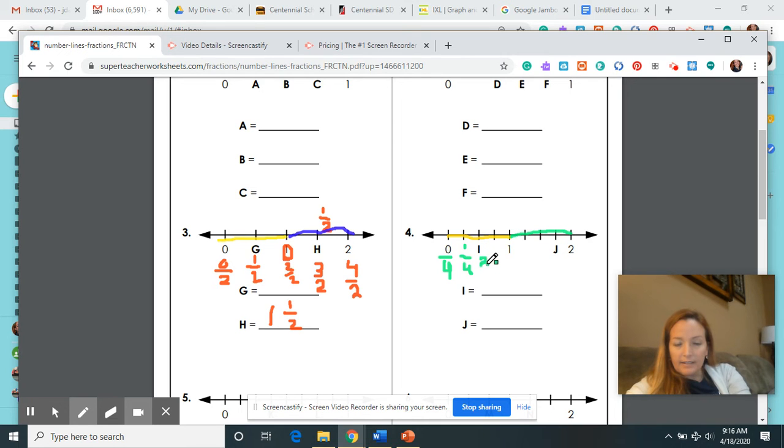That I, to me, is a little tricky because it does look like a 1, but it's actually the letter I. And then our 4/4. So I know I is 1. Change my pen color.